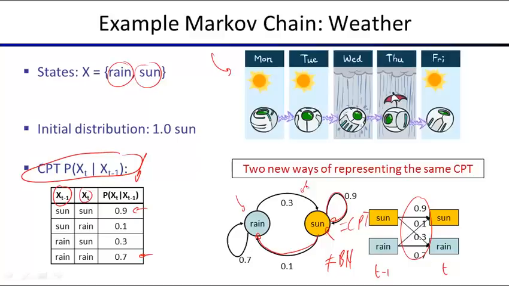You have this here, which is a table. You have this here, which is one graph, and then this here, which is the unrolled version of that graph. 1, 2, and 3 are completely equivalent ways of representing the CPT. You choose yours. Sometimes one is more useful than the other.